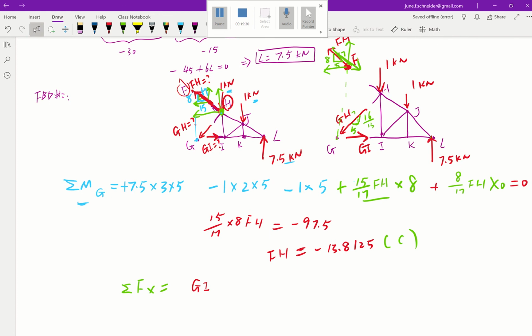So here, I think the rest is just some tedious calculation. You can go ahead and solve the rest with the Fx direction and Fy equations. Then you can go ahead and solve your GH and GI, right? Okay, that's all for this video.